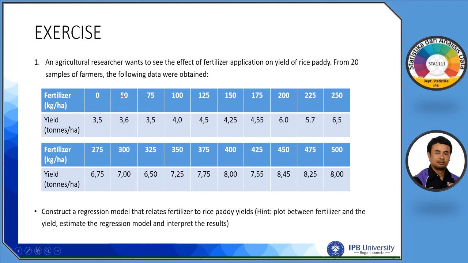Okay, so this is farmer number 2. They put 50 kilogram per hectare, and they obtain 3.9 tons per hectare, and so on. So here is data from the 20 farmers. So you can try to construct a regression model that relates the fertilizer to the rice paddy yield.